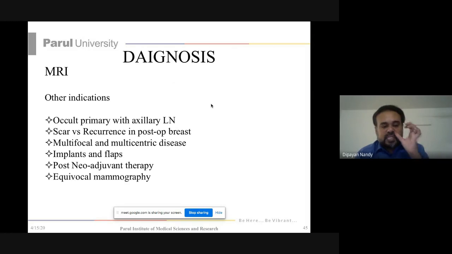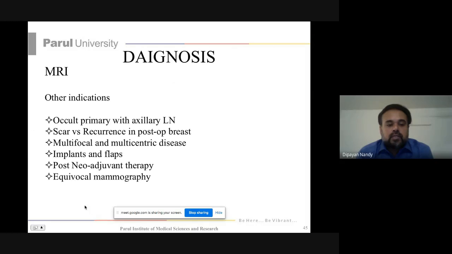Similarly, in scars and recurrences, it's a very useful tool to differentiate between a scar of a previous surgery. Maybe a plain lumpectomy was done, and then this patient comes back with a thickening or a lump in the same area. So MRI can help us differentiate between a scar and a recurrence.